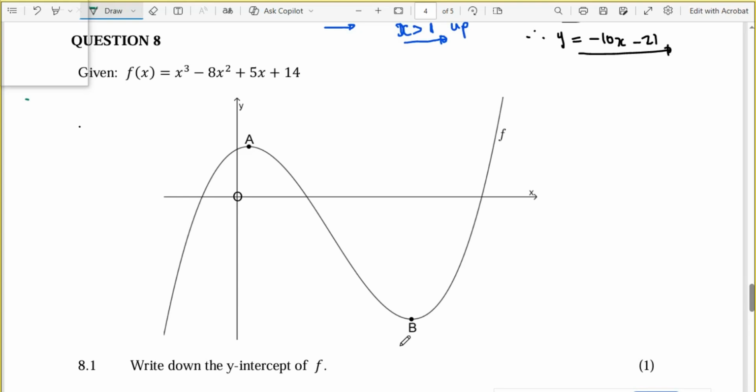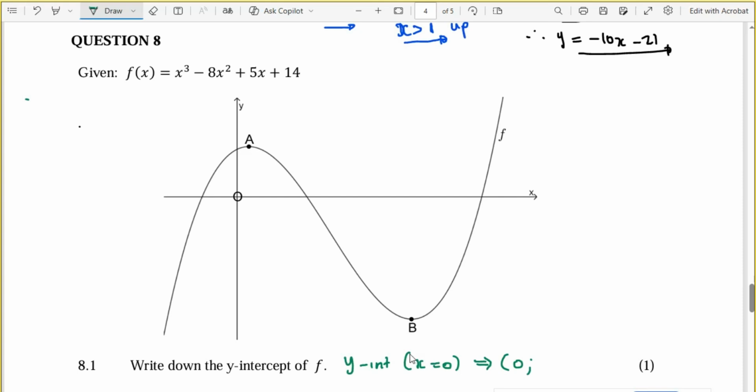Negative 14. Let me remind you something. The y-intercept, we find it if x is 0. And you don't have to do any calculation. Tell me the y-intercept. Already we know that the x coordinate is 0. What is the y?